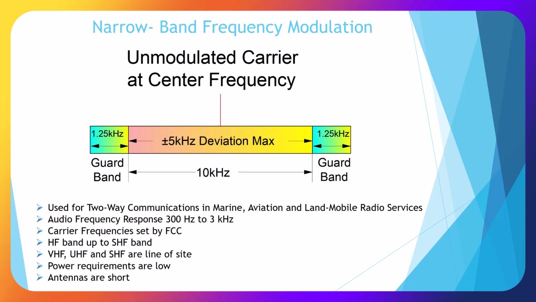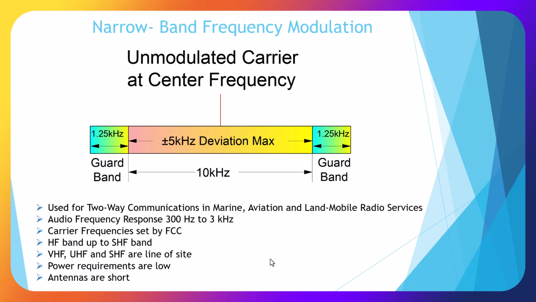Okay, let's look at narrowband FM. So FM narrowband is plus or minus 5 kilohertz, which is a total of 10 kilohertz, and we have guard bands of 1.25 kilohertz. In 2013, they had a narrowband narrowing where they divided the maximum by half. So in 2013, the narrowband got narrowed, and this is the newest.